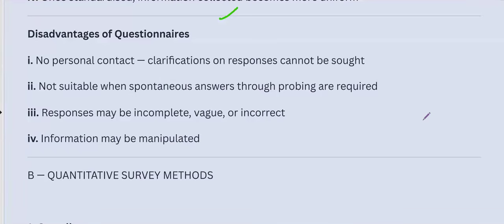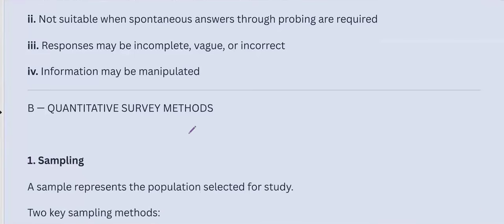Like if they are asking you, okay, are you a feminist or not? They said no. Now you are not asking why. So what is their perspective about feminism? You are not going deep into it. Information may be manipulated as well. Manipulation is very, very easy.